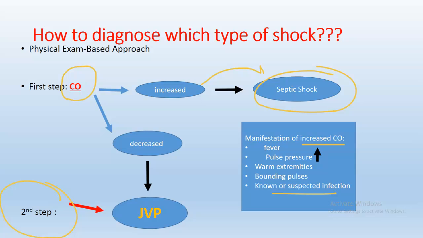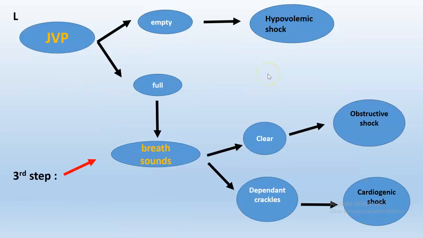And the second question, what is the status of JVP? JVP, jugular venous pressure, are the veins. Now we want to ask, the veins are empty or the veins are full? So this is our main question here. If the veins are empty, it means in the history the patient will have a trauma, GI bleeding, burns, vomiting, diarrhea. It points us toward hypovolemic shock. The patient is having hypovolemic shock.